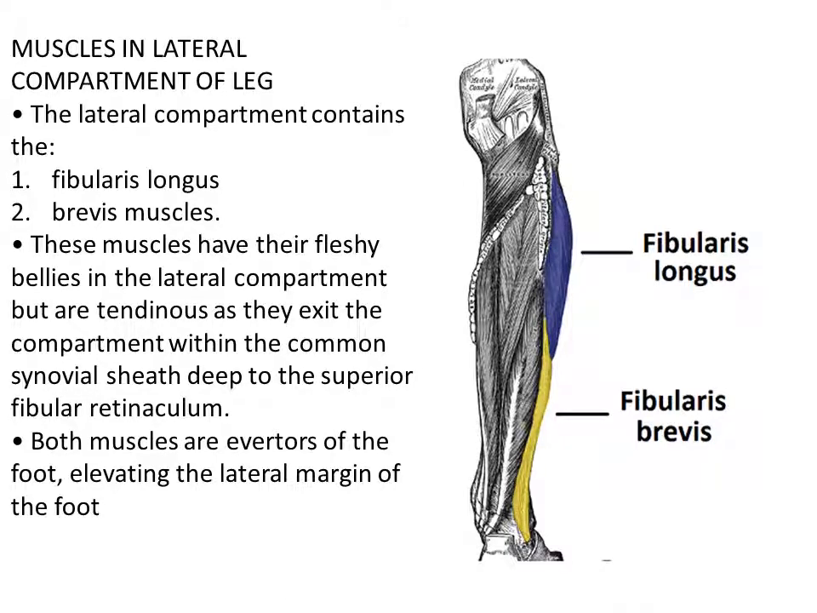Muscles in the lateral compartment of the leg. The lateral compartment contains two muscles, fibularis longus and fibularis brevis. These muscles have their fleshy bellies in the lateral compartment, but are tendinous as they exit the compartment within the common synovial sheath deep to the superior fibular retinaculum. Both muscles are evertors of the foot, elevating the lateral margin of the foot.